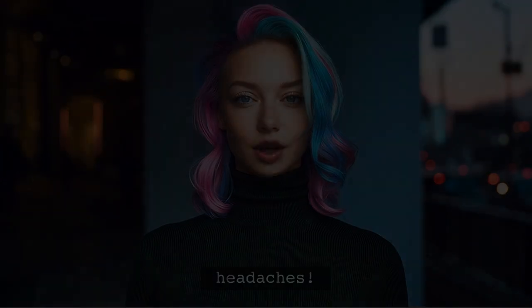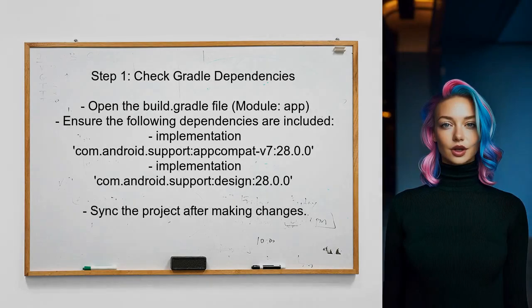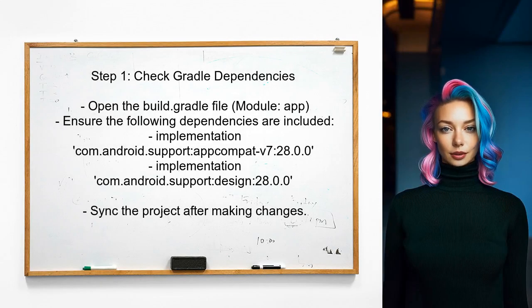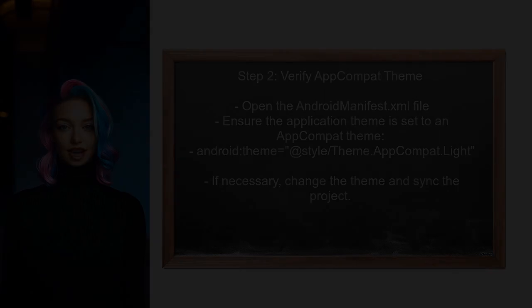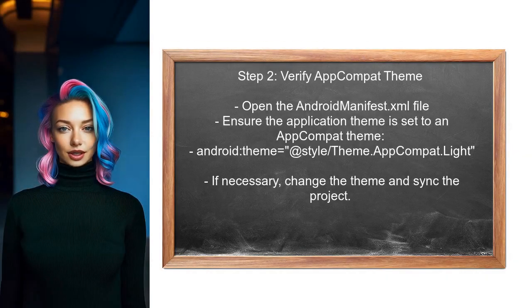To resolve the render error in Android Studio, the user should first check their Gradle dependencies. It's important to ensure that the correct versions of the support libraries are included. Next, the user should verify that they are using the correct theme in their application. The app compat themes are essential for the layout editor to render properly.